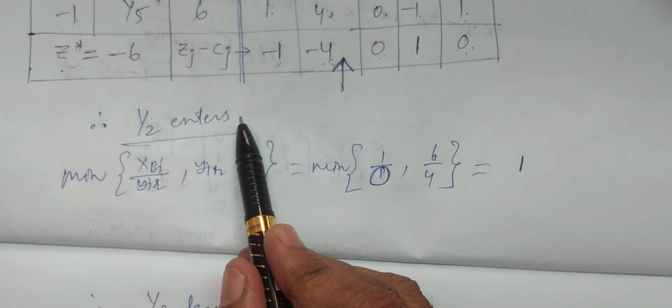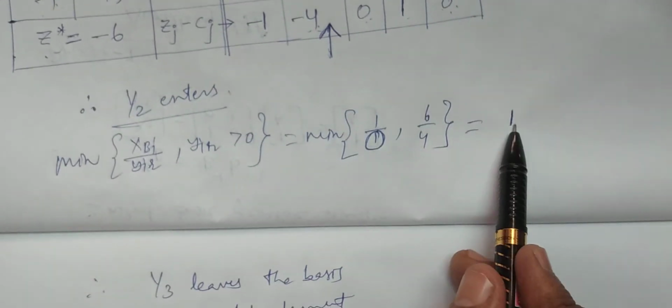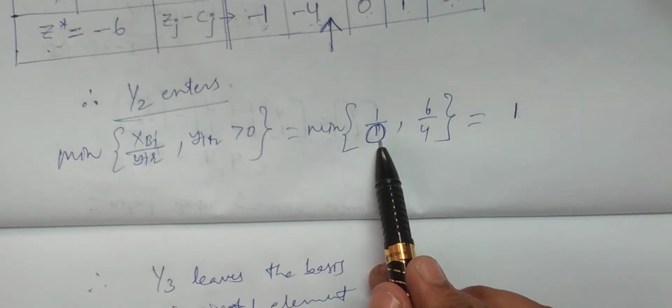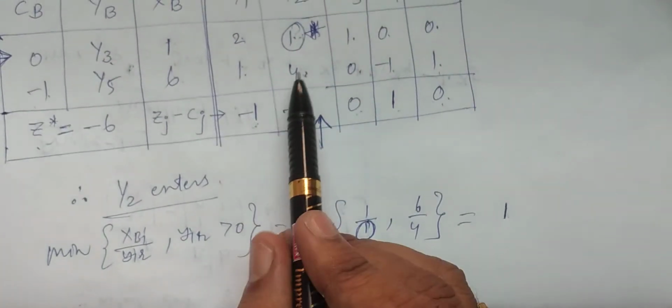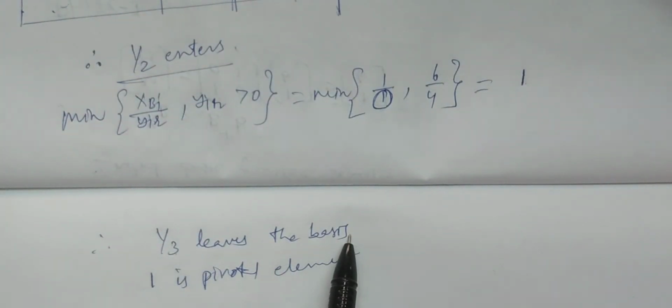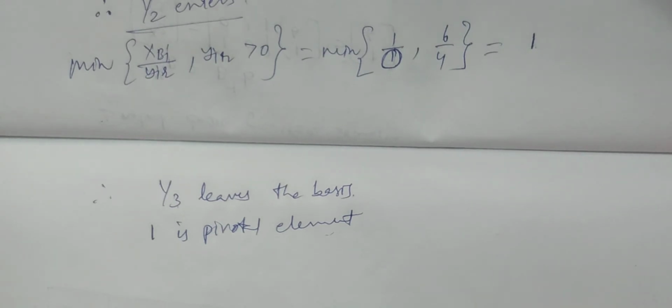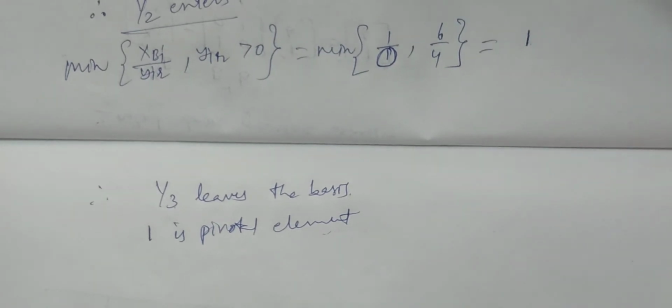y2 enters. After a simplex table, you have to identify and keep these particular points in your mind. That's very, very important. y2 enters, calculate the minimum ratio and identify the corresponding element. Also identify the corresponding element in the simplex table, and then formulate which vector is going to leave the basis; you indicate it in the table as well as write it here, and 1 is the pivotal element. Please note down the corresponding pivotal element. So these are the things we have calculated after simplex table 1.